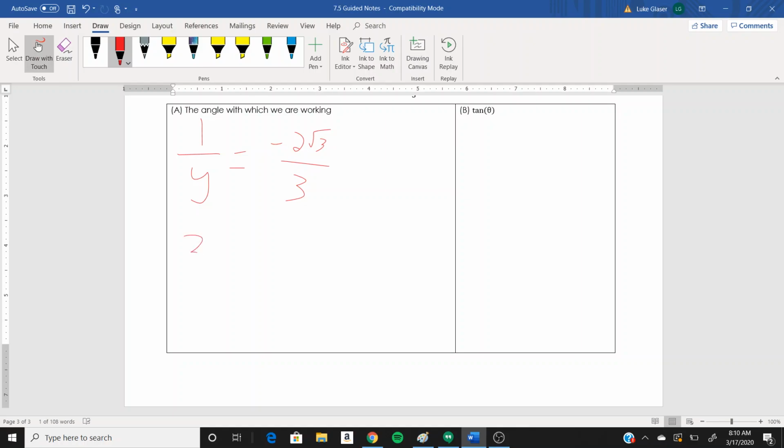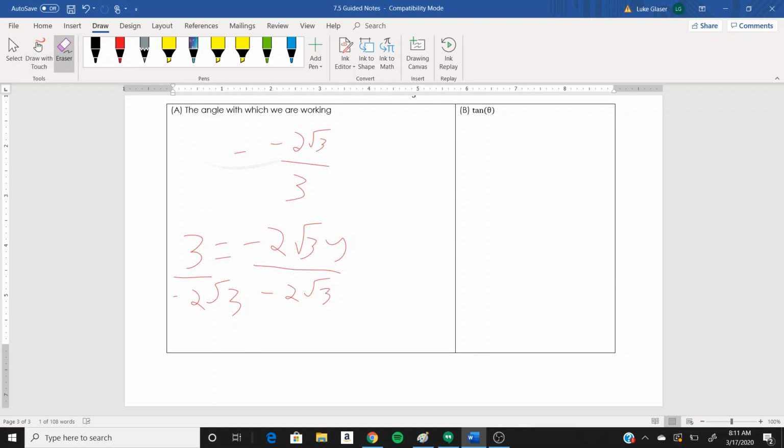So I'm going to get 3 times 1 equals -2 root 3 times y. Then to get y by itself, I'm going to divide both sides by -2 root 3. We're working with a small space here, so you're going to have to excuse me, I'm going to be deleting a lot. So that leaves us with 3 divided by -2 root 3 equals y. And that doesn't help us out much, because that's still not on your unit circle.